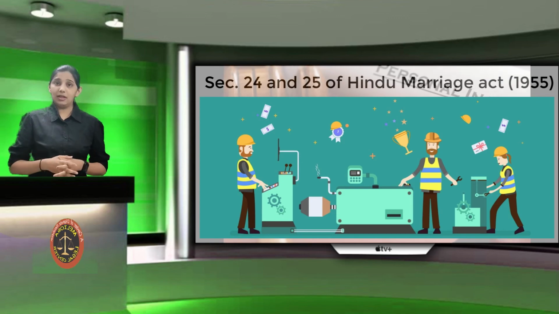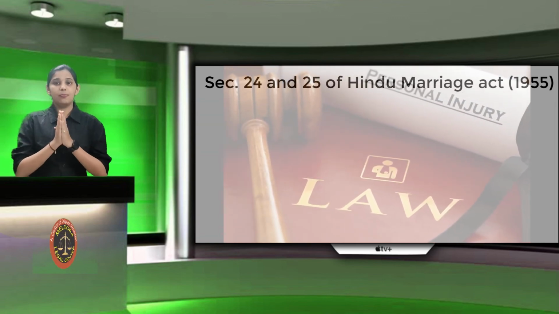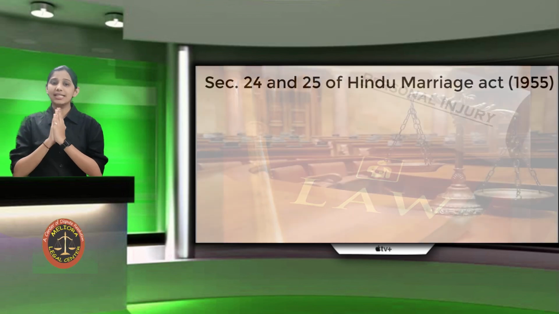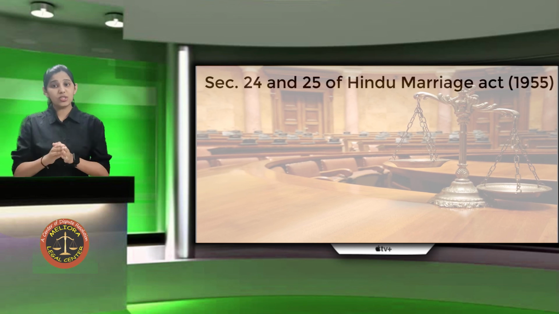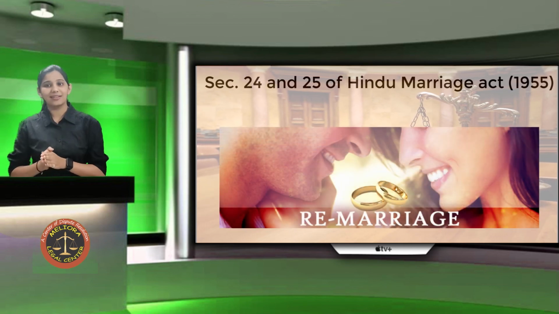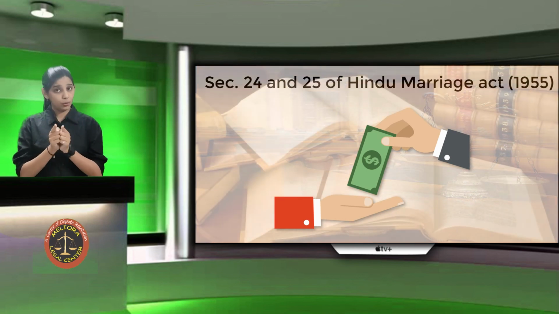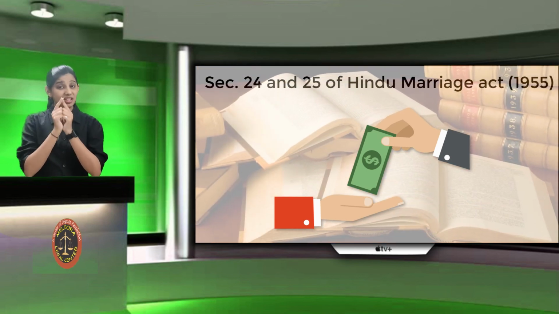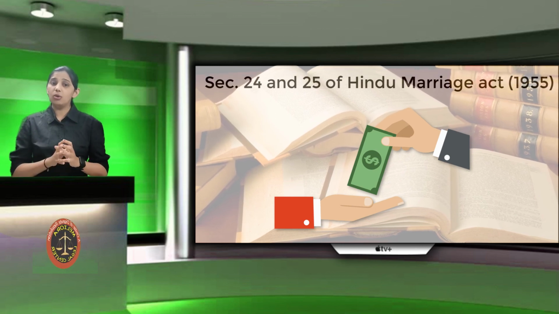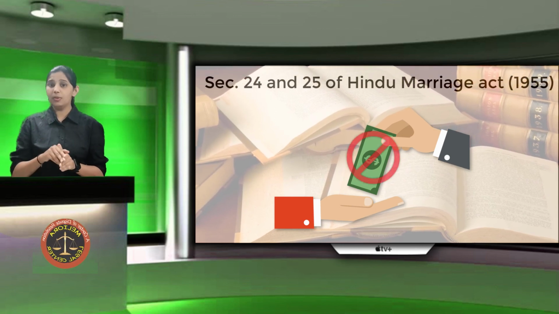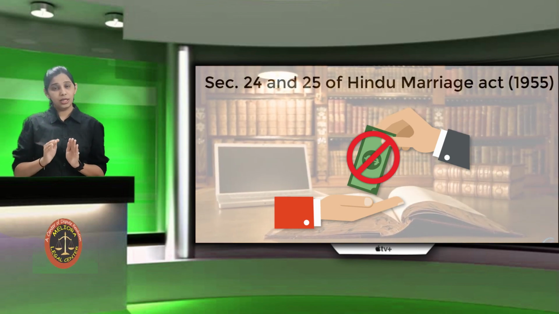On the other hand, we saw Section 25, which discusses the permanent maintenance which is awarded after passing the decree. But here, one point you need to keep in mind is that in both cases, that is Section 24 and Section 25, if the circumstances change, which means if the petitioner remarries or starts earning, then the respondent is no more liable to pay. Remember, circumstances. And secondly, if the respondent somehow loses his or her source of income, even in this condition, he or she won't be liable to pay.